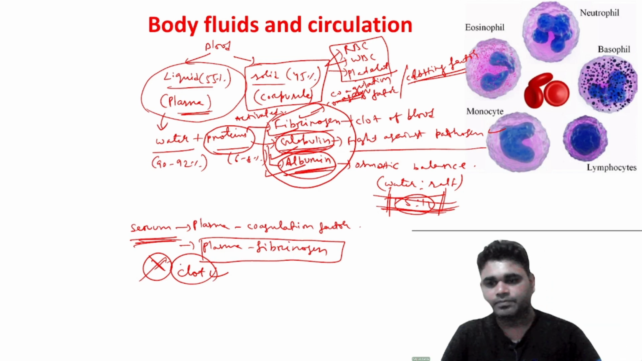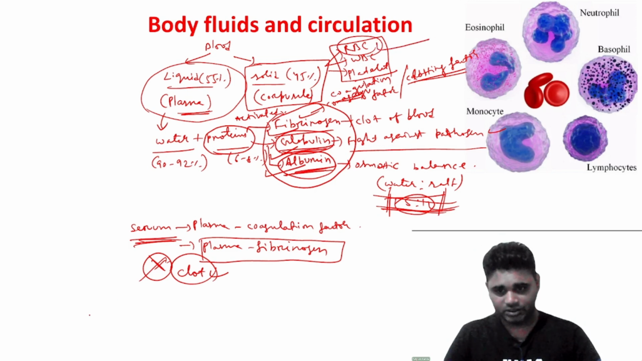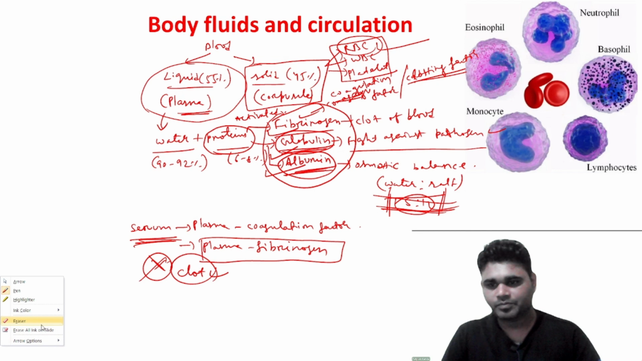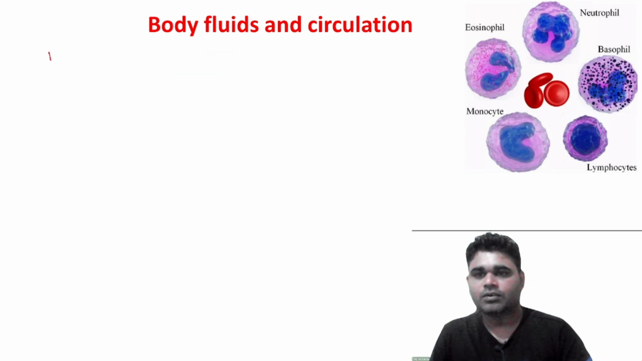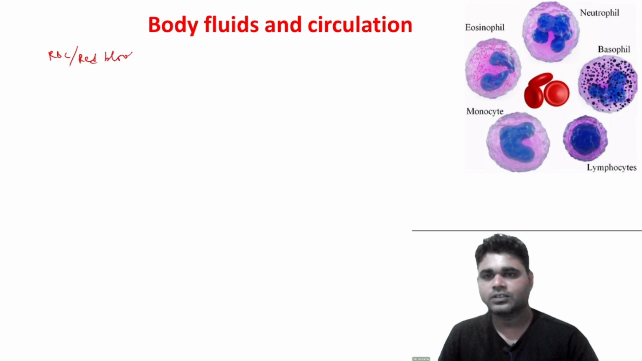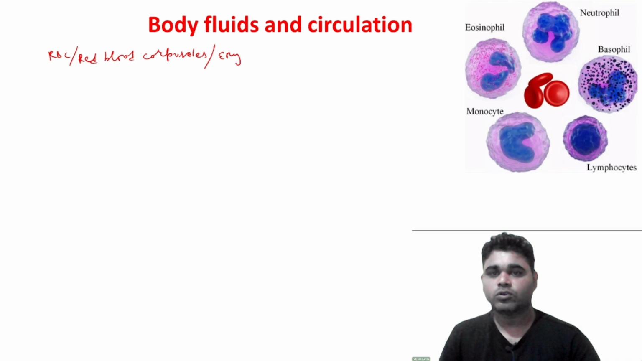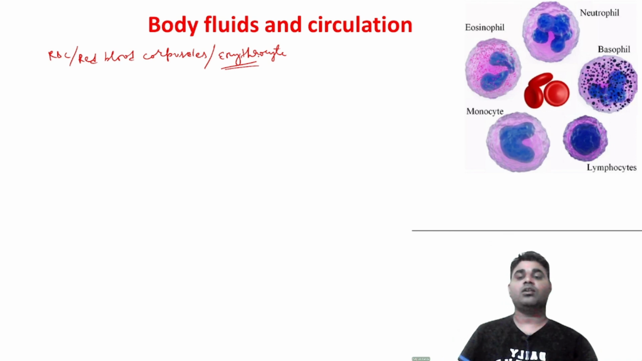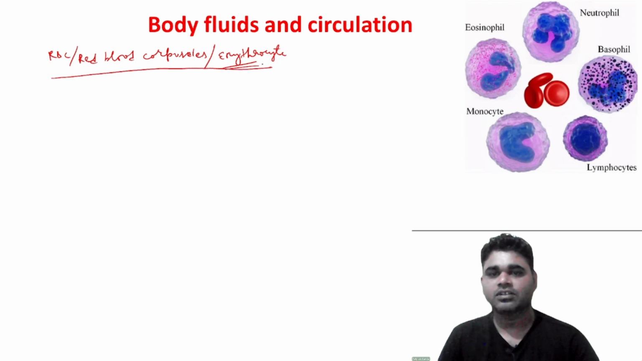So, now come one by one. First come to the RBC, or the red blood corpuscles. So, this RBC is also called the erythrocyte. Why is it called the erythrocyte? The erythro means the red color, and because the RBC is red in color, that is why the RBC is also called the erythrocyte.